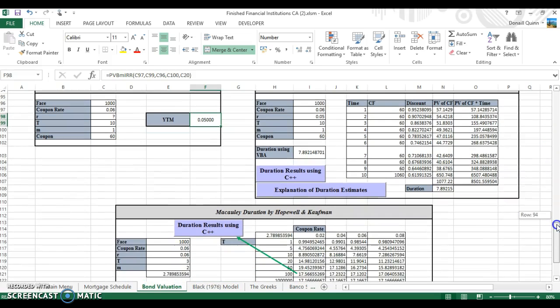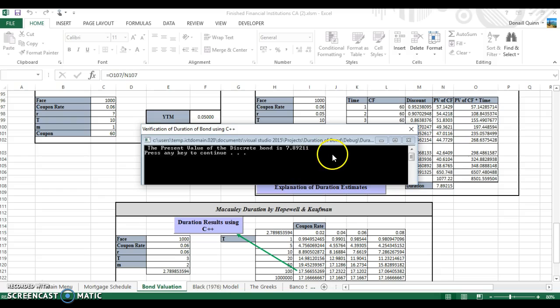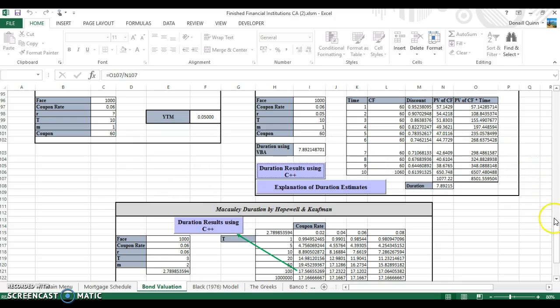The duration of the same bond was then calculated, where the duration is essentially a measure of bond price sensitivity. It was calculated using VBA here, and in Excel, shown in this table here, where the result is down here. And through C++, we also estimated it to verify our results. All results were found to be consistent.